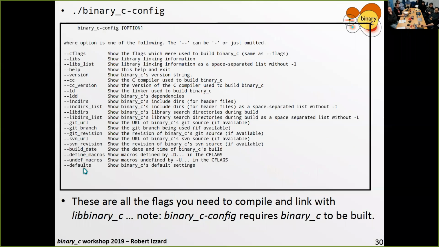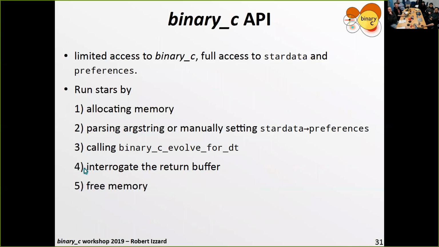So hopefully that's useful to some people. Now the API itself gives you very limited access to binaryc, but it does give you full access to the star data and the preferences, so you can set them.